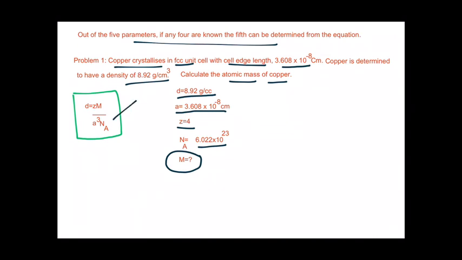Now once again, the equation is here, d is equal to Zm by a cube Na. Now let us substitute the values in the equation. So d equal to 8.92 gram per cc is equal to 4 into m, the molar mass, divided by edge length a, 3.608 into 10 raised to minus 8 the whole cube, into 6.022 into 10 raised to 23, Avogadro number. Now we can rearrange this equation to find out m.